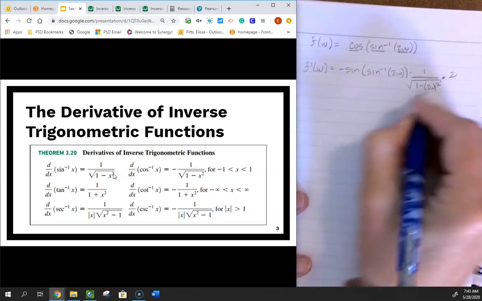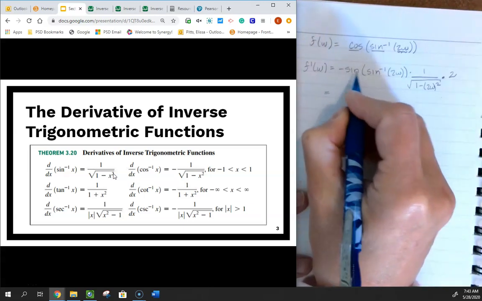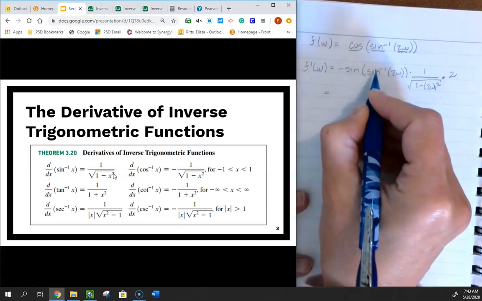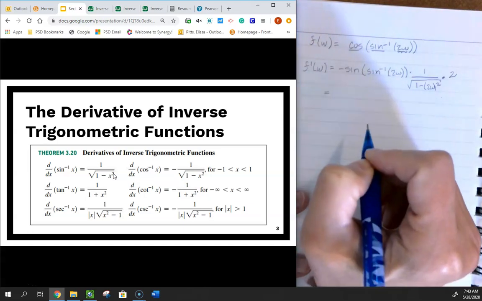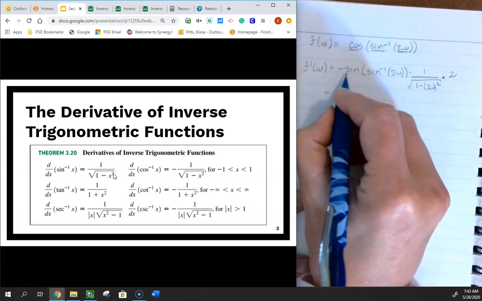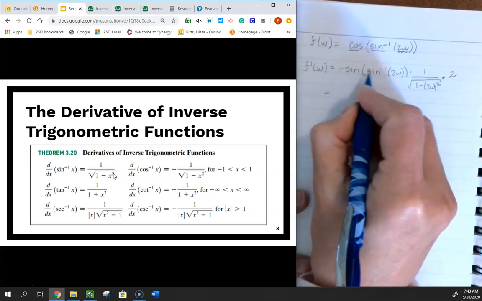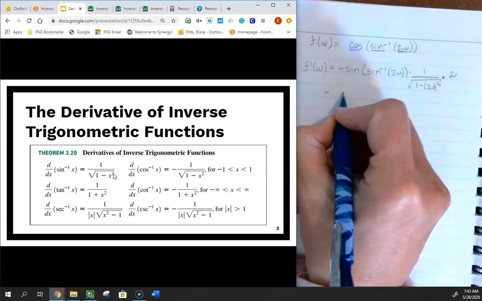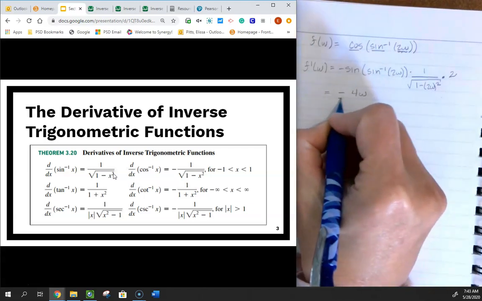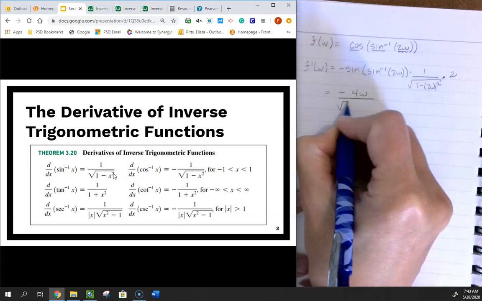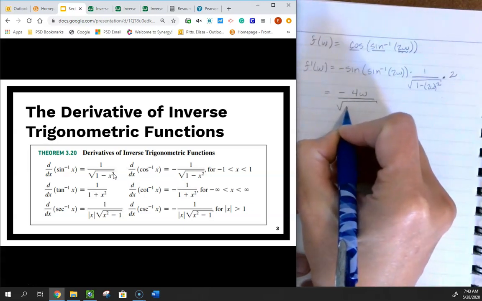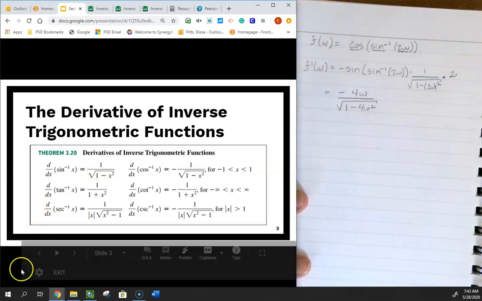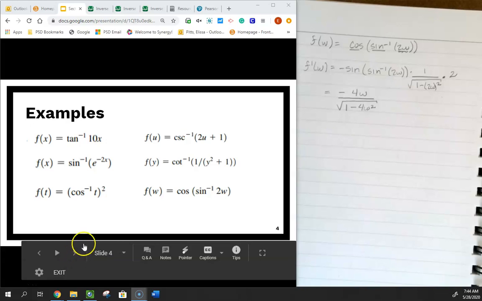Now let's do some simplification here. We have a negative sine of inverse sine. Sine of inverse sine, those are going to undo each other because those are inverse functions from each other. And so a sine of an inverse sine is just going to leave me with 2w. I'm going to have a negative here. That's a negative 2w times 2, which is going to give you negative 4w. And in the denominator, I'm going to be left with 1 minus, and you could multiply that out if you wanted, 1 minus 4w squared. That's the last example that we're going to do.